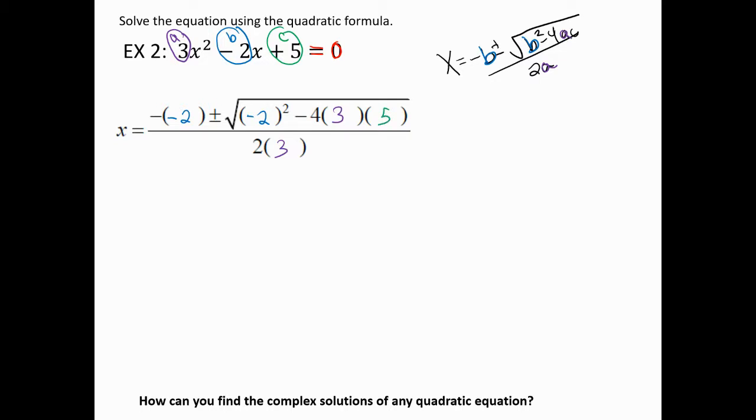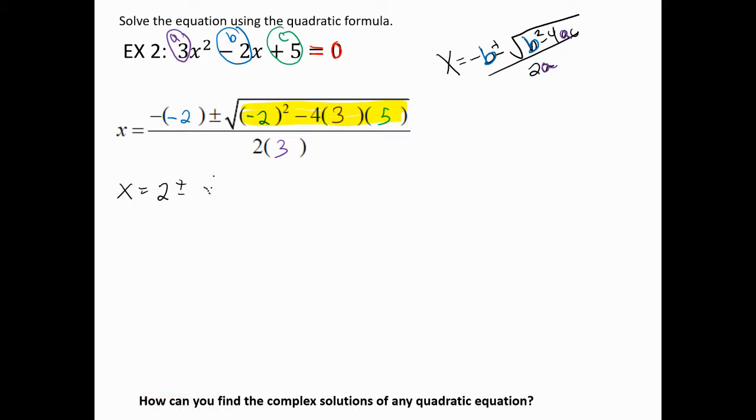Alrighty, so now be careful. Here we have a double negative. It's kind of like saying do the opposite of -2. We know that's a +2. That's why it's important to have those parentheses, so you know you have a double negative. And then we're going to have plus or minus. Make sure inside of that square root you simplify.